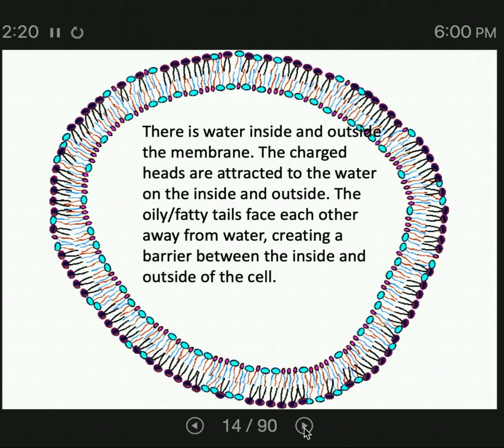Bilayers like this, like the ones that form cell membranes, actually form spontaneously when you mix amphipathic molecules like phospholipids and water. These molecules will spontaneously orient themselves in this way just because of their chemistry. There doesn't need to be a living thing doing this.